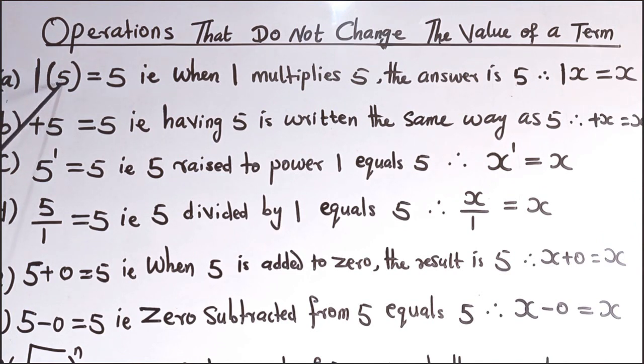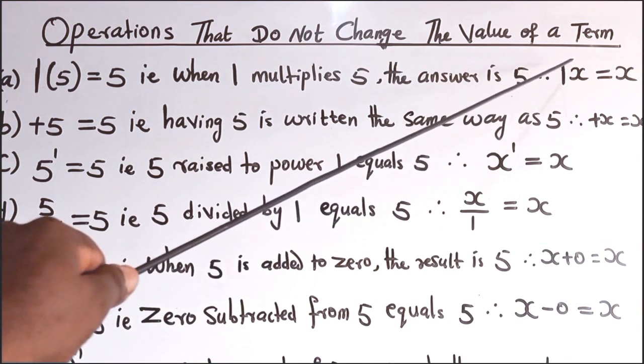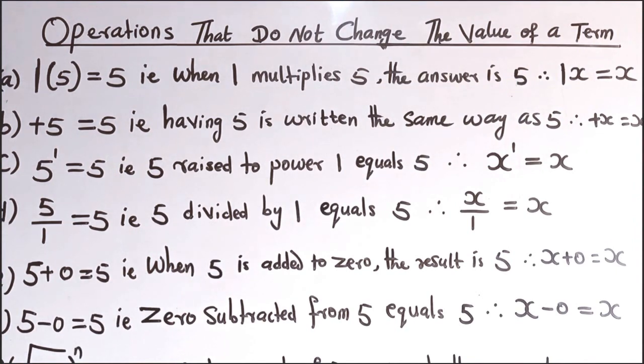1 multiplies 5, and the result is equal to 5 here. Therefore, we state that when 1 multiplies 5, the answer is equal to 5. That is to say, it is not just 5, but in this case, 5 is a case in point. Therefore, if x now represents 5, what it means is that 1 times x is equal to x. All right, let us look at the second one.